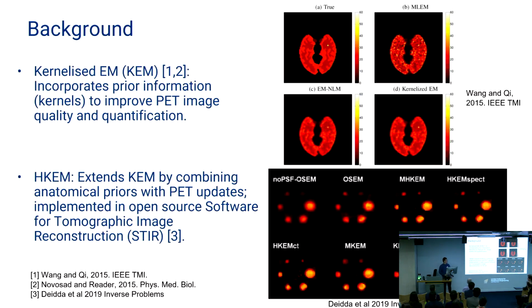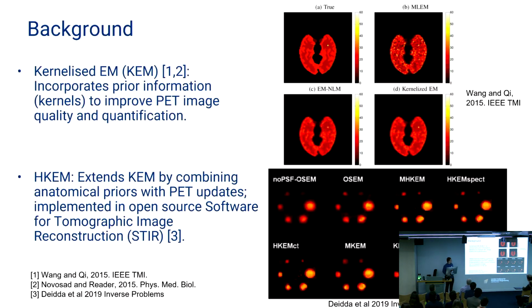Another well-known reconstruction method, as already introduced by Professor Guobao Wang, is kernelized EM. I won't spend too much time on this because Professor Guobao Wang has explained all the aspects of this method. In principle, it incorporates the prior information of the kernels to improve the PET image quality and quantification. There is another method, called HKEM. It extends the KEM by combining the anatomical priors with the PET updates. It has already been implemented in the open source software for tomographic image reconstruction by Daniel.